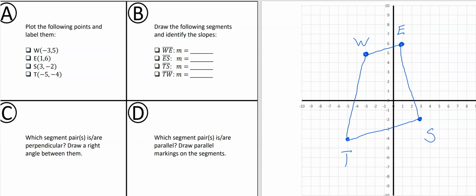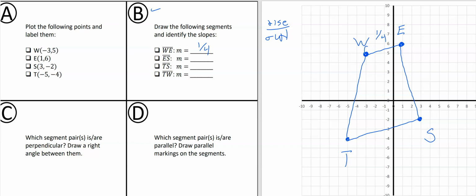So to lead you along with this, you are going to be finding on part B the slope of different sides. Please remember, slope is rise over run. So the slope of WE, I can tell WE goes up 1 and then over 4, right? So the slope of WE is 1/4. And I'm going to put that on the outside of there.